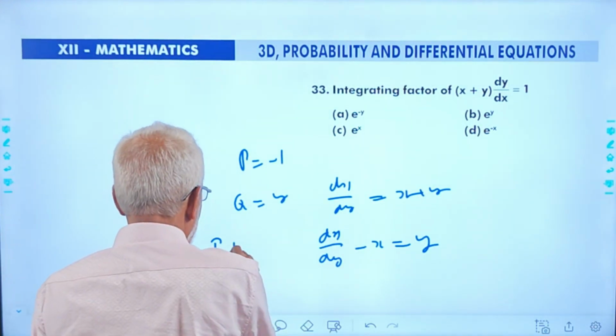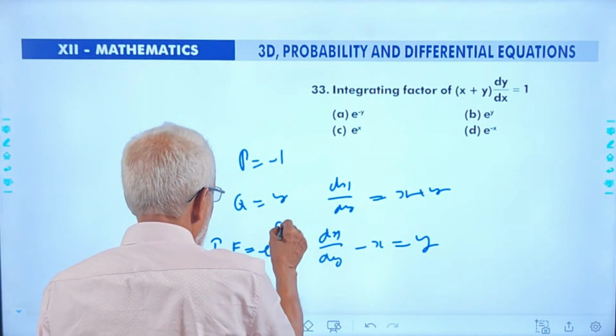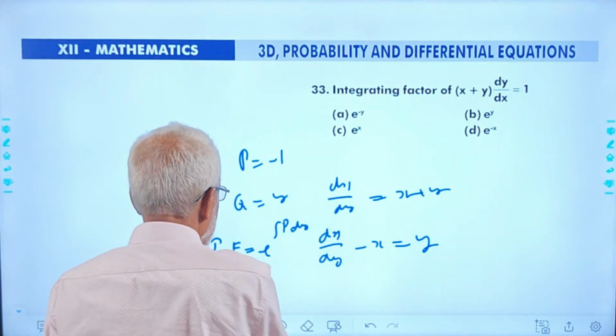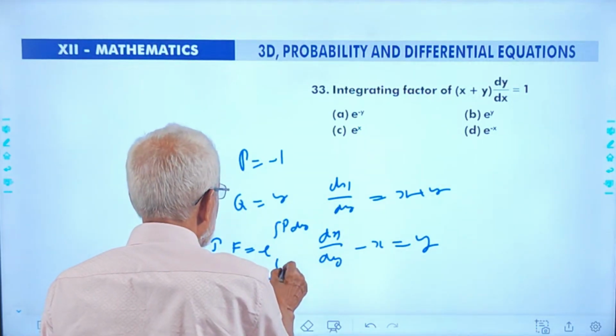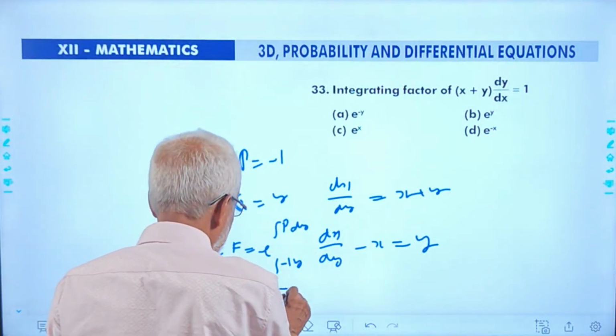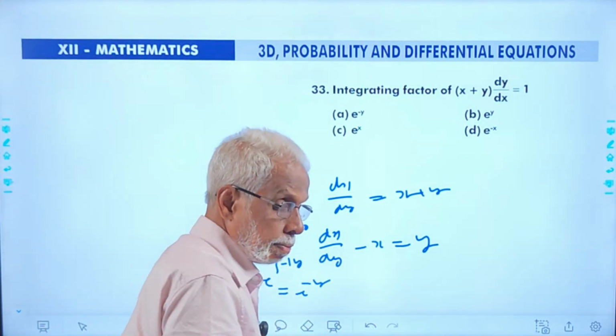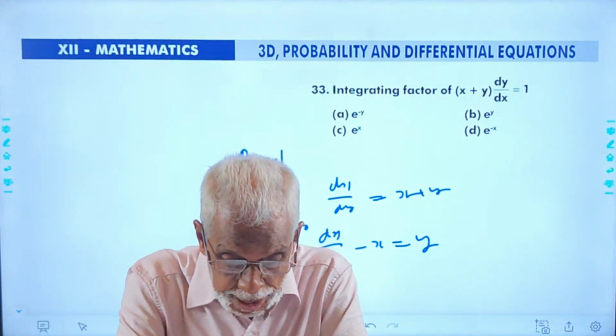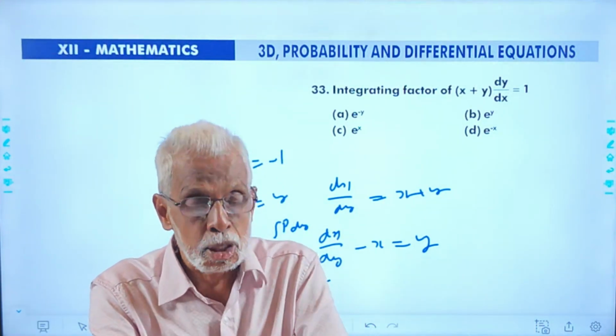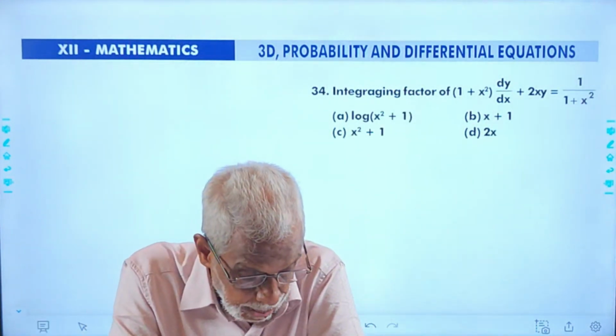What is the integrating factor? e raised to integral p dy, that is e raised to integral minus 1 dy, that is e raised to minus y. The integrating factor is e raised to minus y. 34th question.